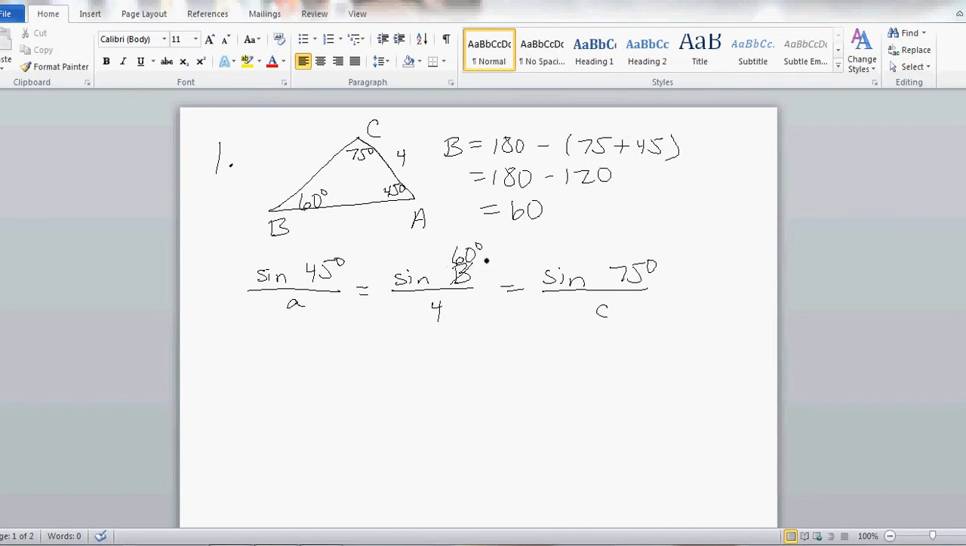And so what we're going to do is we're going to have two different proportions. We're going to take this ratio here, compare it to this one in this proportion. Then we'll take this ratio with this ratio in that proportion, and that will allow us to solve for A and C. So solving for A here, we would get A times the sine of 60 degrees equals 4 times the sine of 45 degrees. And then solving for A simply means divide both sides by the sine of 60 degrees.